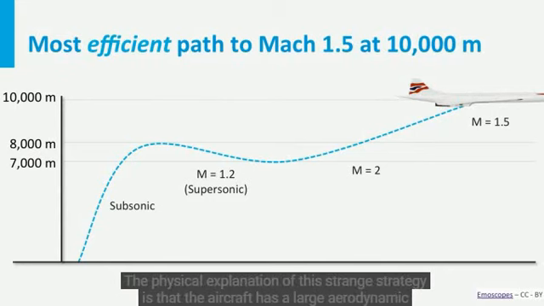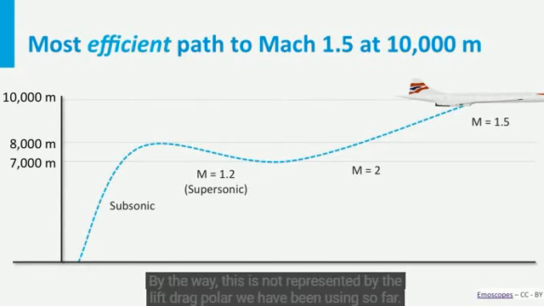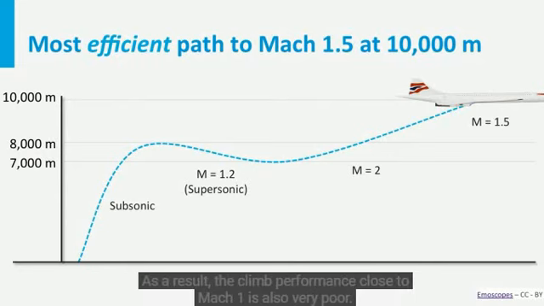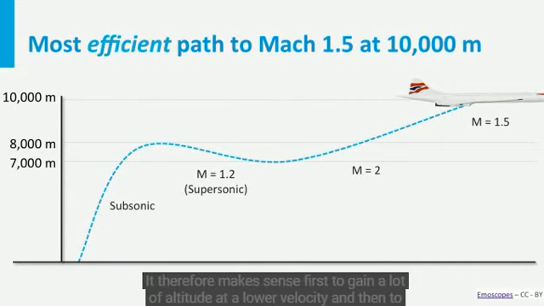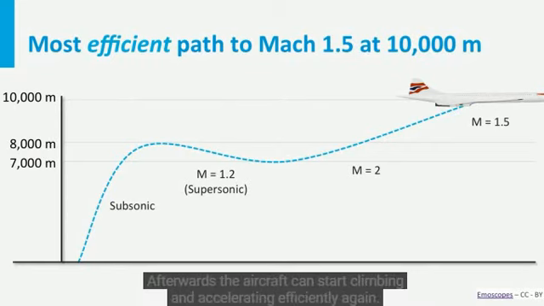Now, the physical explanation of this strange strategy is that the aircraft has a large aerodynamic drag when operating close to Mach 1. And by the way, this is not represented by the lift-drag polar we have been using so far. As a result, the climb performance close to Mach 1 is also very poor. It therefore makes sense first to gain a lot of altitude at a lower velocity and then to quickly dive through the sound barrier by trading off potential energy for kinetic energy. Afterwards, the aircraft can start climbing and accelerating efficiently again.